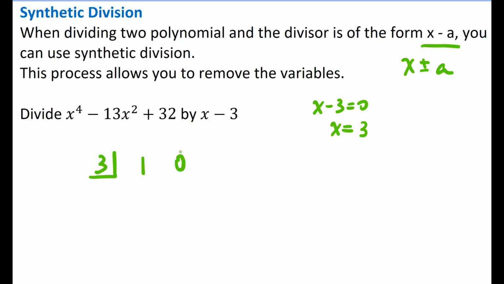Do I have an x squared term? Negative 13. Do I have an x to the first term? No, so that's 0. And my constant, or x to the 0 term, is 32. Now I'm going to leave space down here and put a bar there.